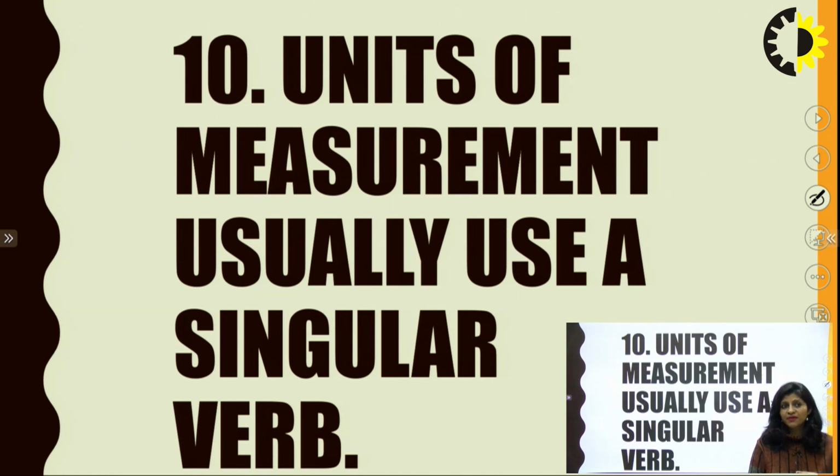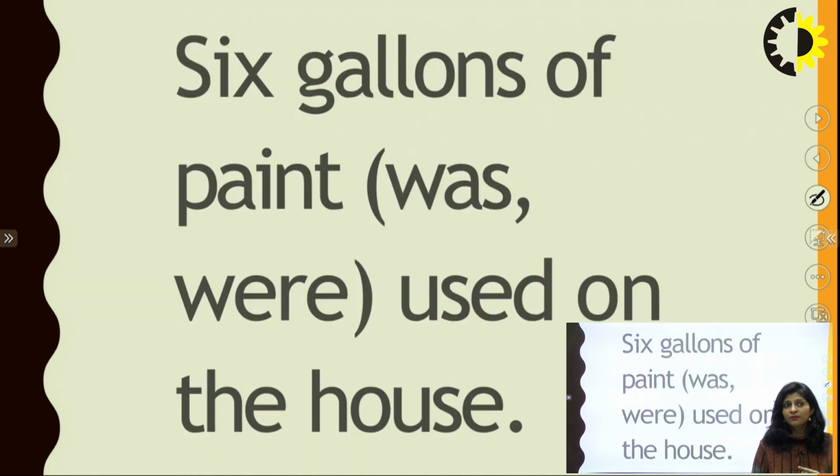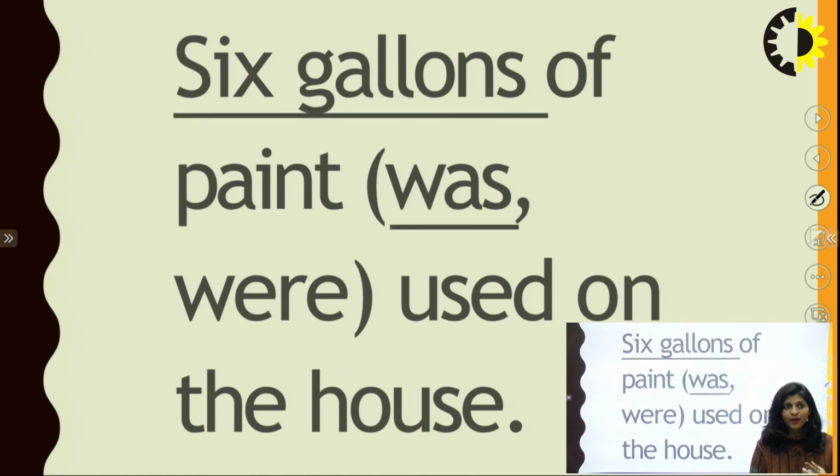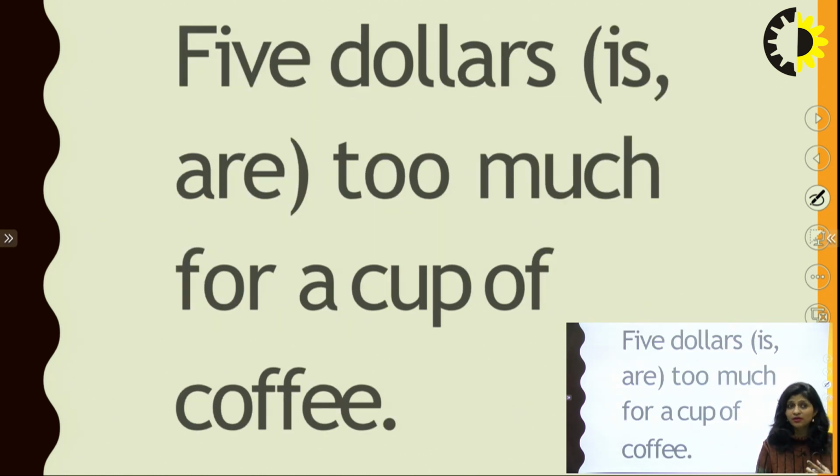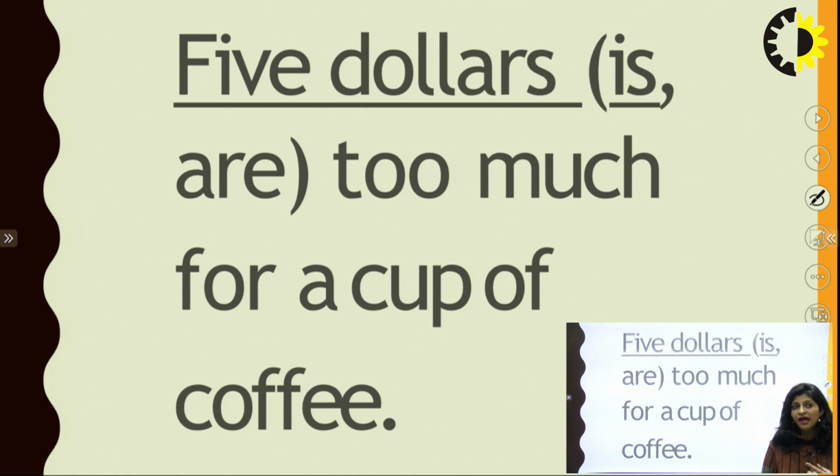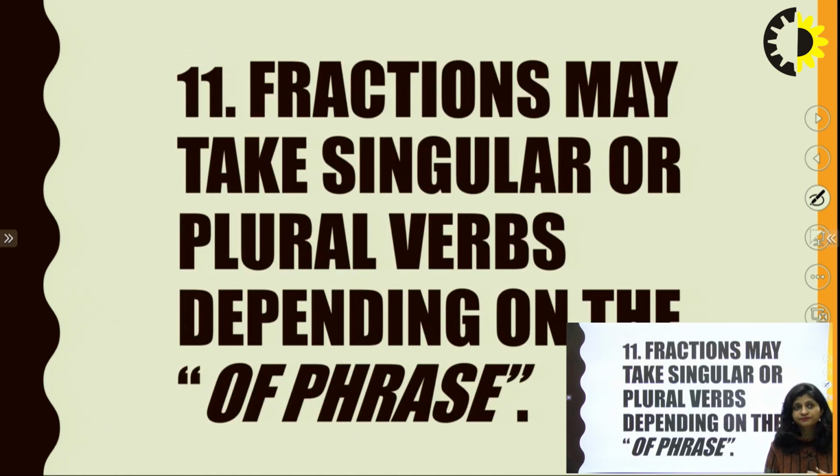Units of measurement usually use a singular verb. 6 gallons of paint was used on the house. As I have told you, with measures, the units which we use for measuring, we always use a singular verb with them, right? $5 is or are too much for a cup of coffee. So you are going to use is here. $5 is too much for a cup of coffee.